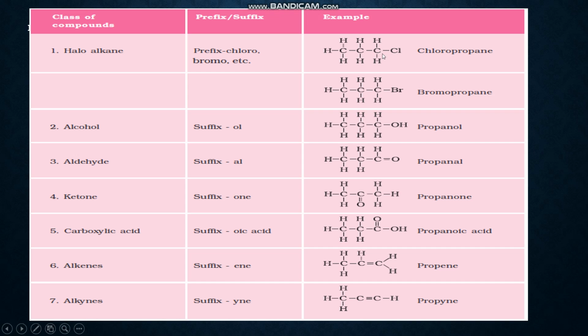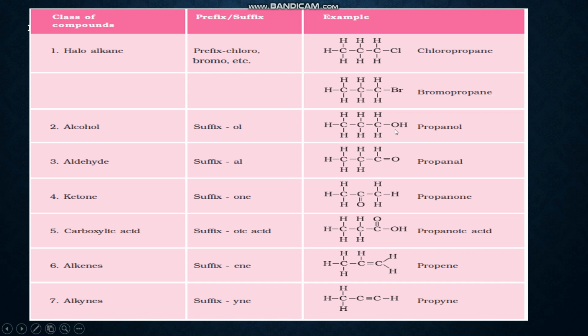To name this organic compound which contains chlorine or bromine, we have to give the prefix chloro or bromo before the alkane name. Here you can see 3 carbon atoms, which alkane is that? Propane. So the prefix chloro is given. So the name of this compound is chloropropane. This compound is bromopropane.